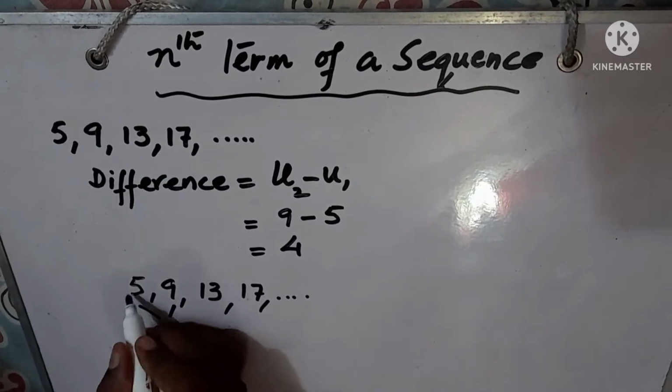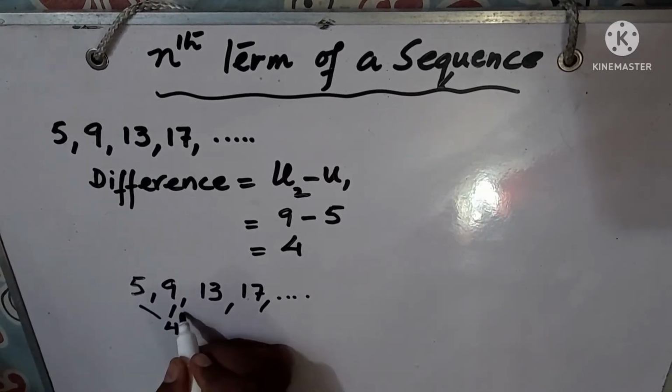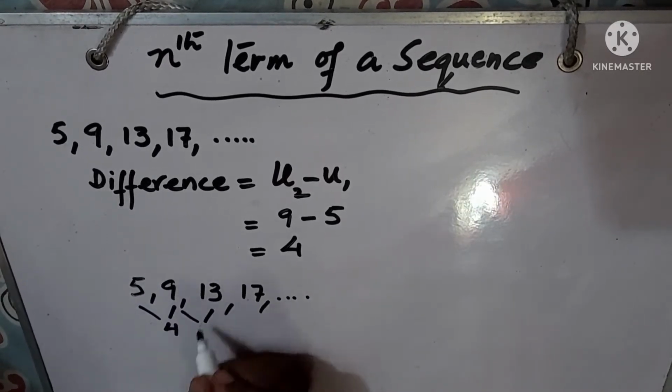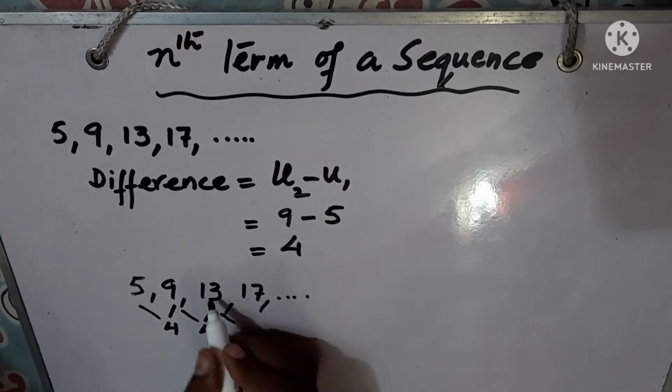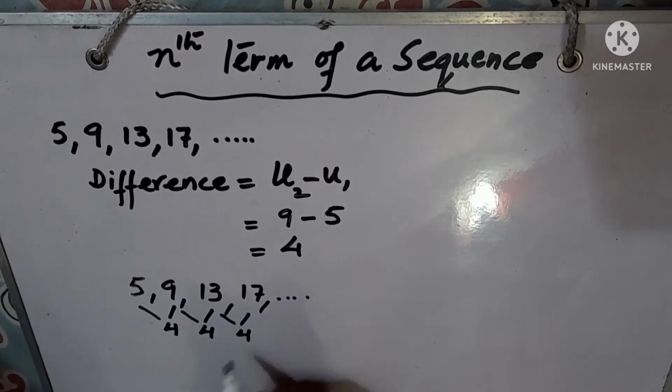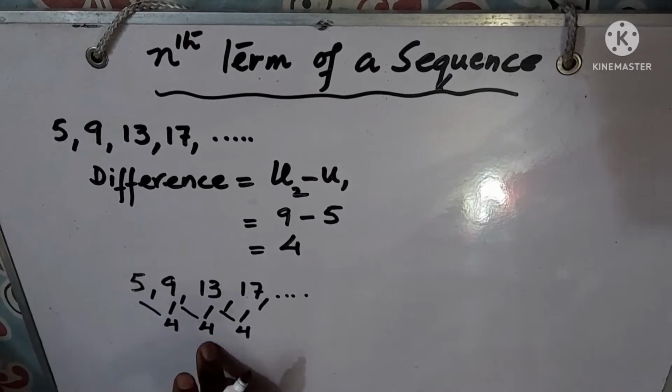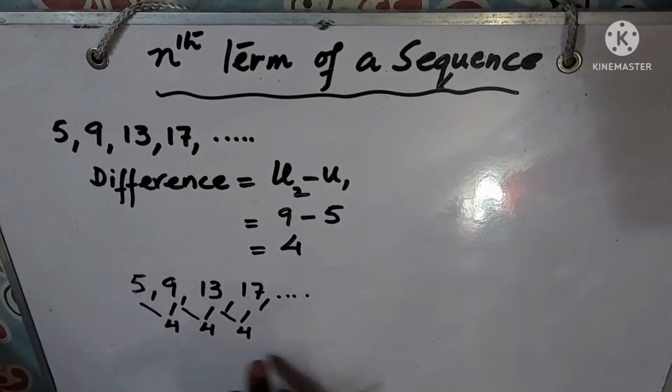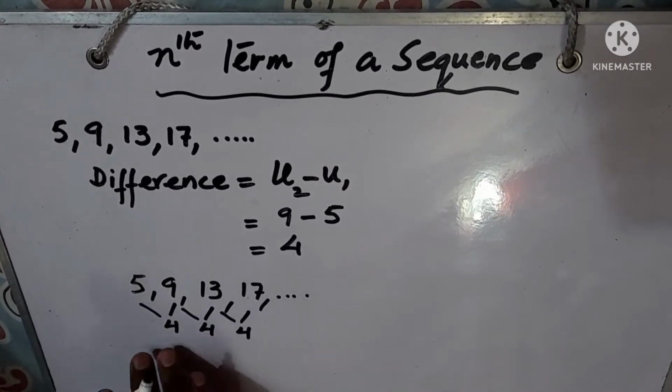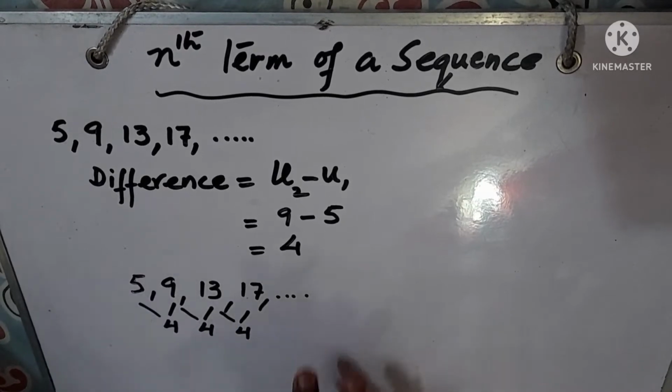I see the difference between these two terms is 4. The difference between 9 and 13 is 4. The difference between 13 and 17 is 4. So I can see that the difference is the same in my first row, or the first difference is the same throughout.